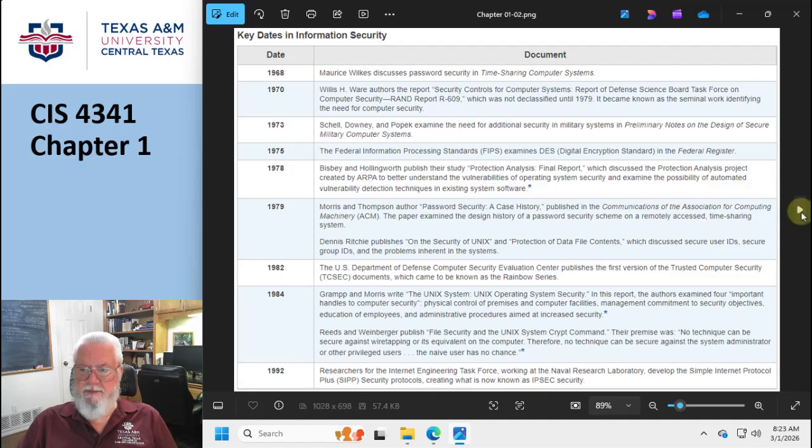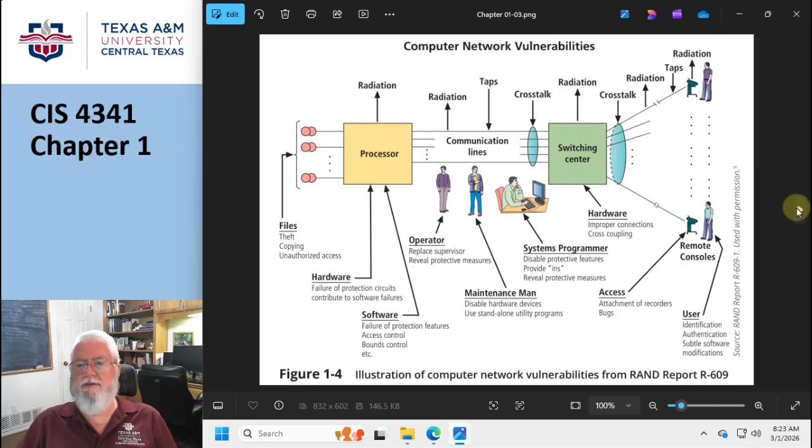The next talk on page 6 is this guy, and this is more from the RAND report. It talks about how a thief could steal the files, and there's electromagnetic radiation coming off the processor, and if you had a very sensitive radio receiver, you might be able to read what the computer is actually doing. It could have a hardware failure. It could have a software failure. Could have an operator. Oh yeah.